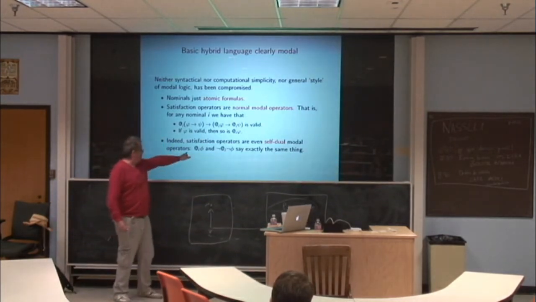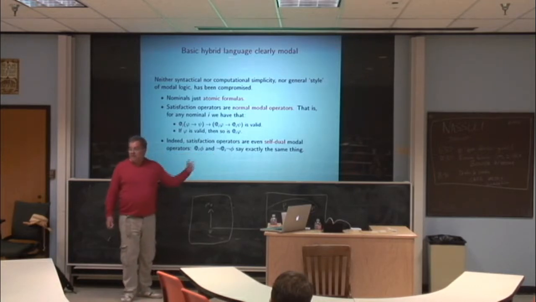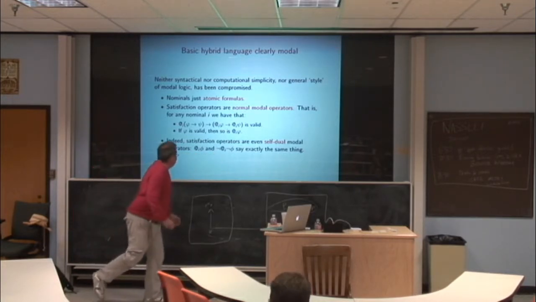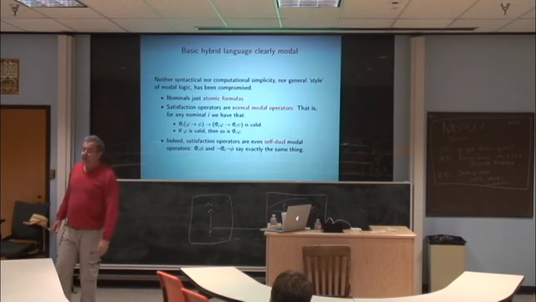@_i phi is self-dual. It means exactly the same thing as not @_i not phi. Just think about it. Pretty clear?